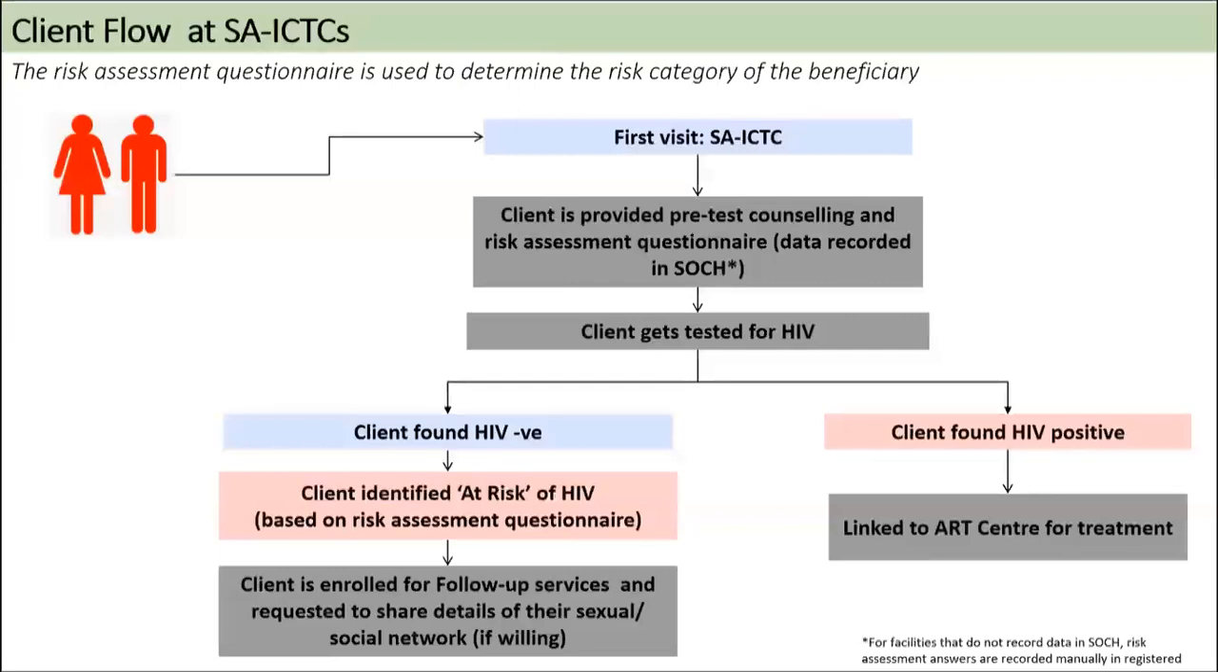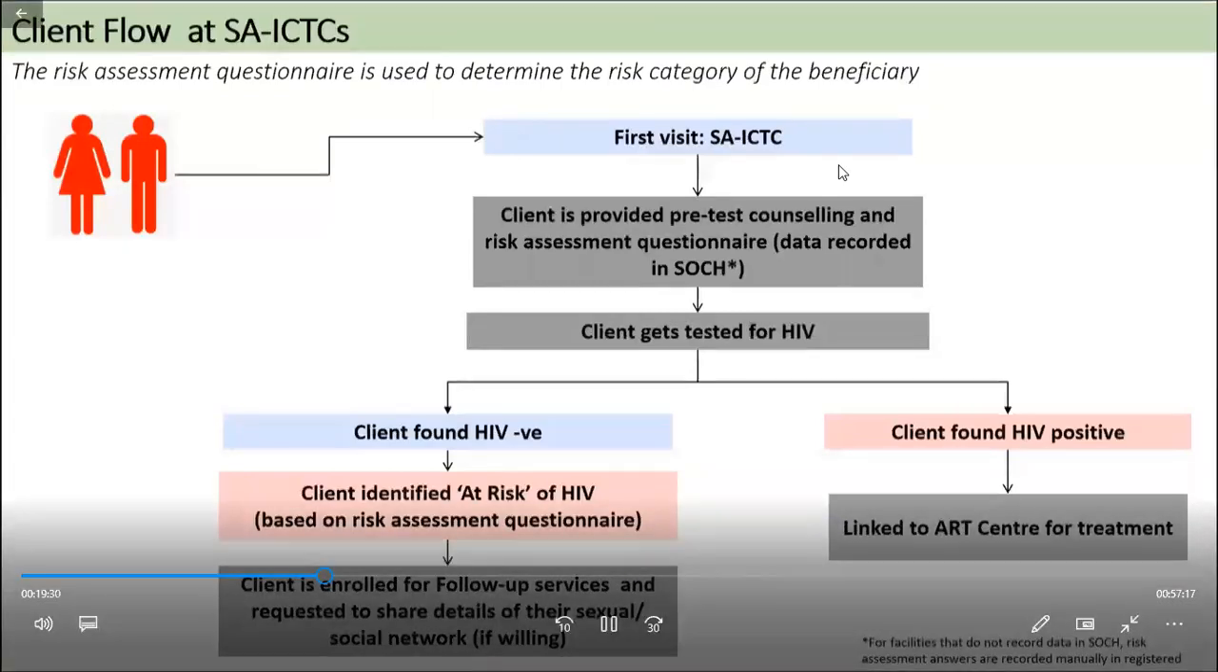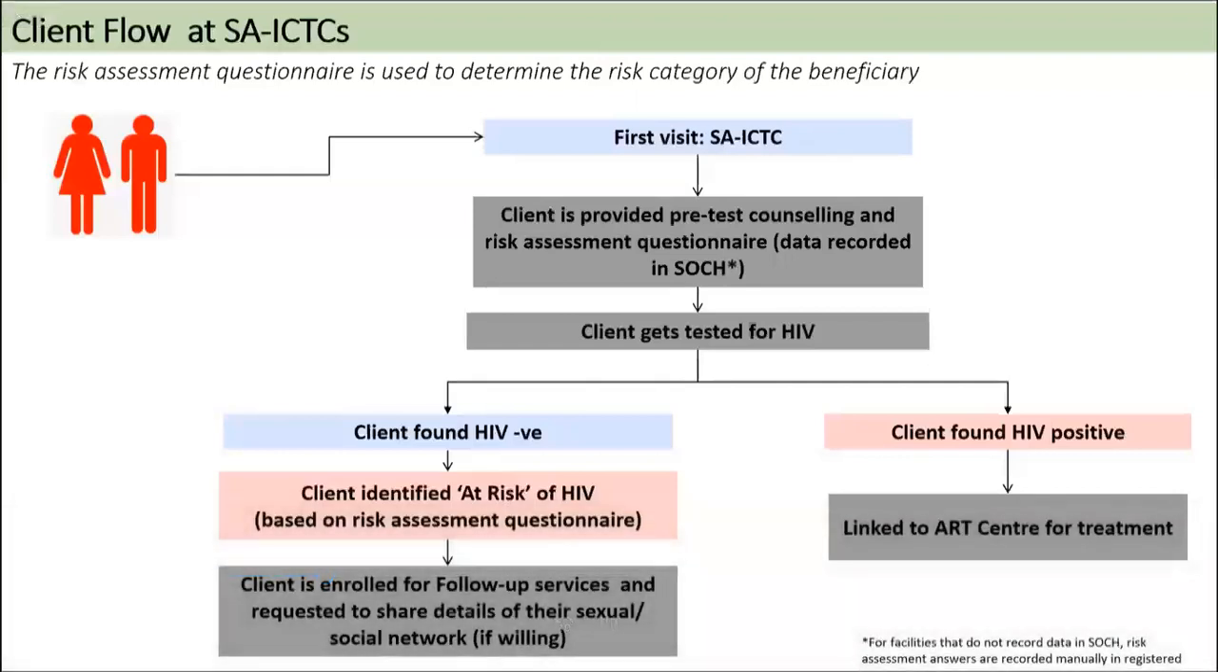So if you look at the current client flow, the ICTCs are supposed to provide pre-test counseling and post-test counseling to everyone who is willing to go for the test. So they are supposed to be assessed for their risk, and accordingly they are supposed to follow this algorithm which is mentioned on the screen. This is expected from the counselors for each of the clients stepping into ICTCs.